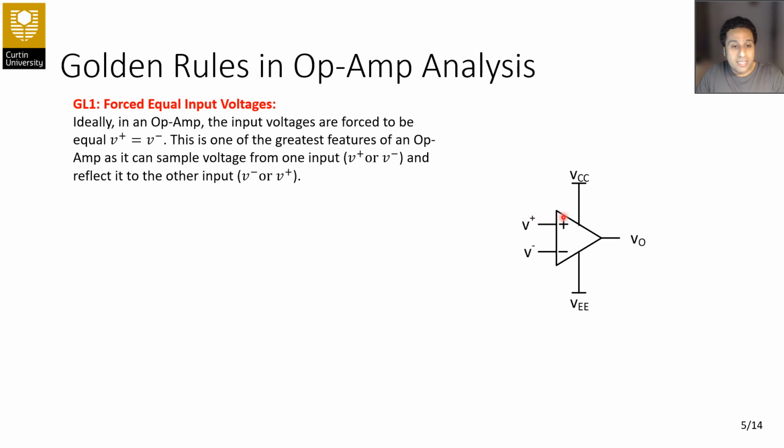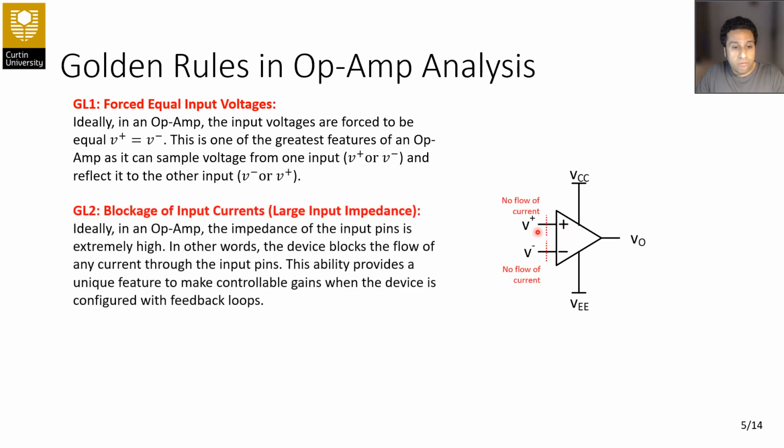The other thing is that the current will be blocked on input terminals. You wouldn't see any flow of current on input terminals. And that's because of the huge input impedance that we have on this device. And it gives you a lot of interesting features, including a very precise way of tuning the gain of the device.